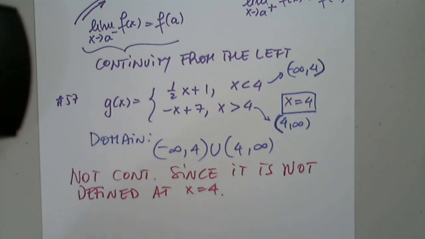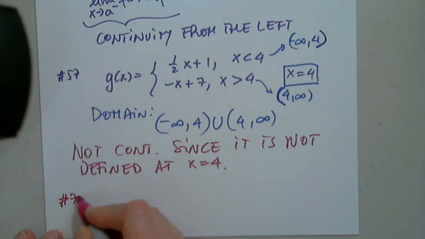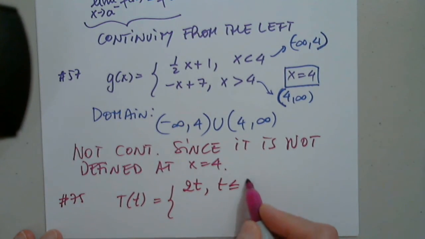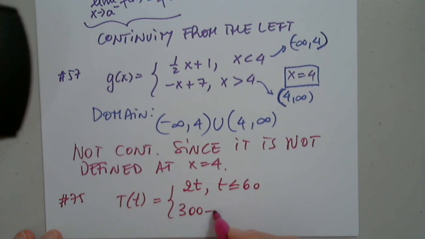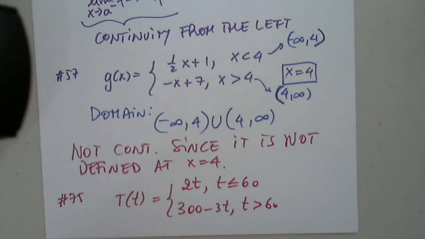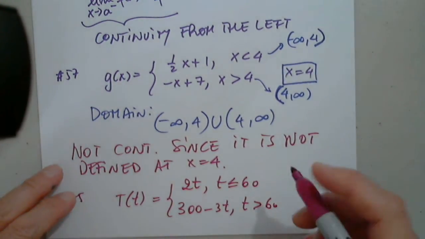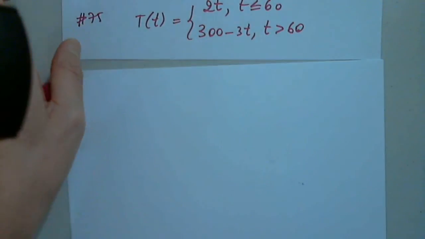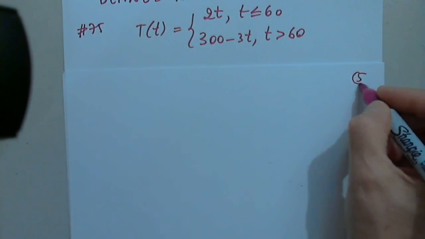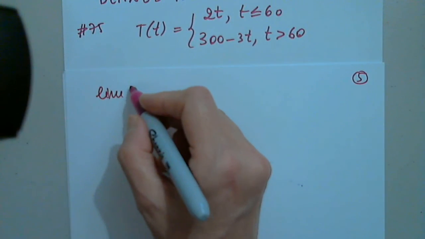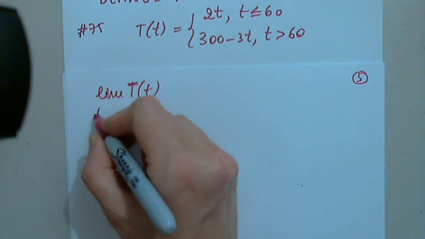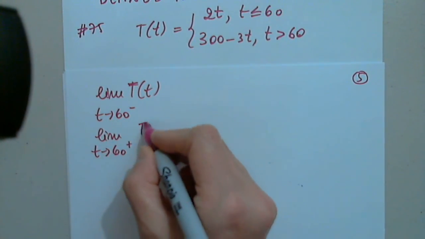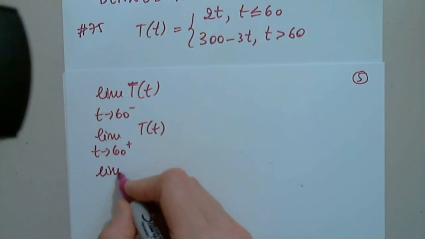So I'm just going to copy this function. This is problem 75. So T of t is 2t for t less than or equal to 60, and then 300 minus 3t for t greater than 60. Perfect. So they want us to determine 3 limits. The limit of T of t as t approaches 60 from the left, then 60 from the right, and from either side. Perfect.